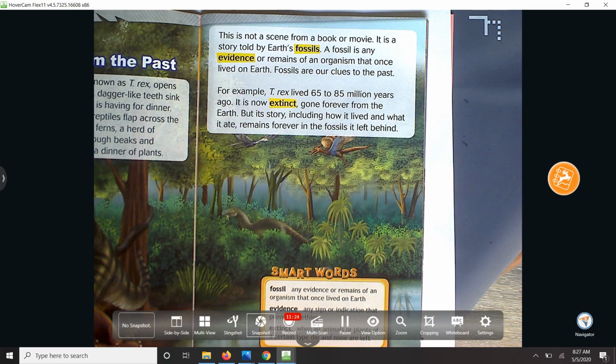This is not a scene from a book or a movie. It is a story told by Earth's fossils. A fossil is any evidence or remains of an organism that once lived on Earth. Fossils are our clues to the past.